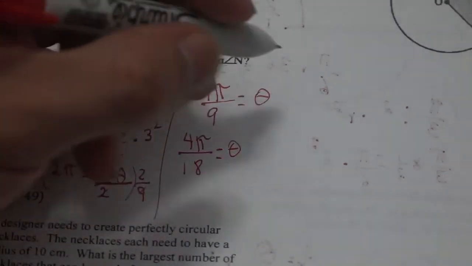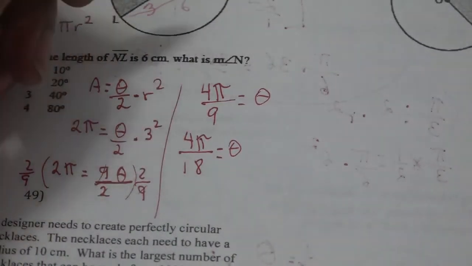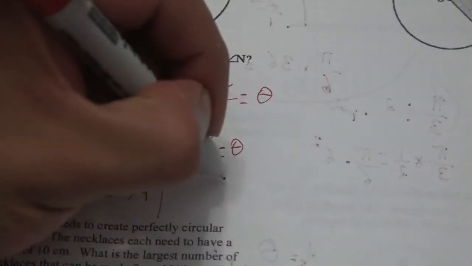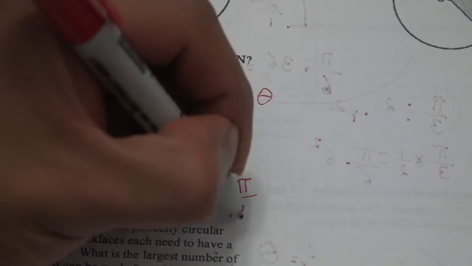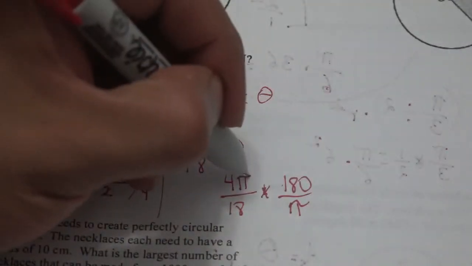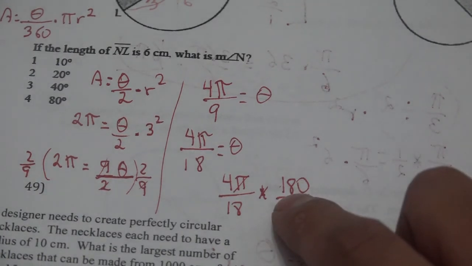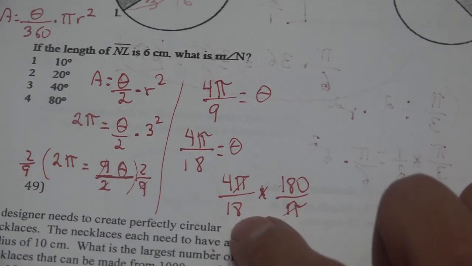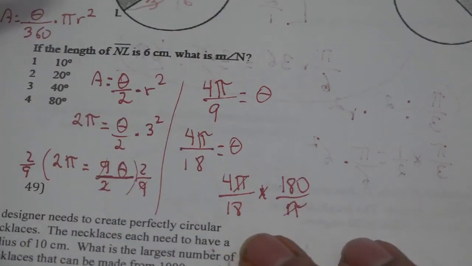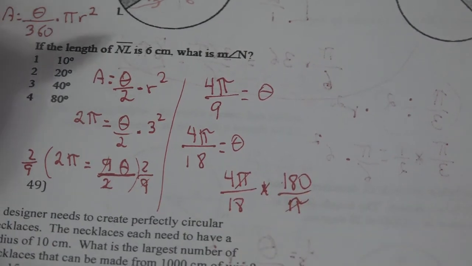Well, that's easy. To turn degrees into radians, you multiply by pi over 180. To turn radians into degrees, you multiply by 180 over pi. See that? So this cancels out the pi. Now let's do the multiplication. First of all, what is 180 divided by 18? That's 10.